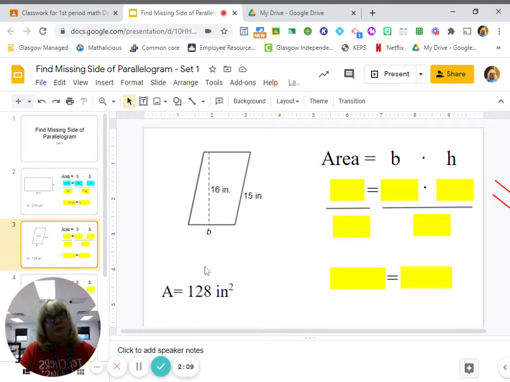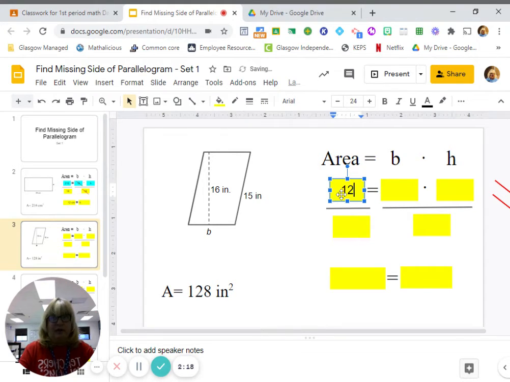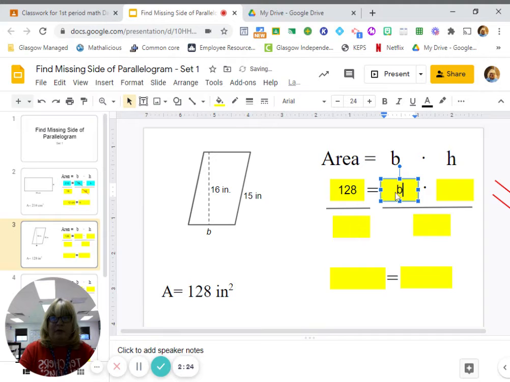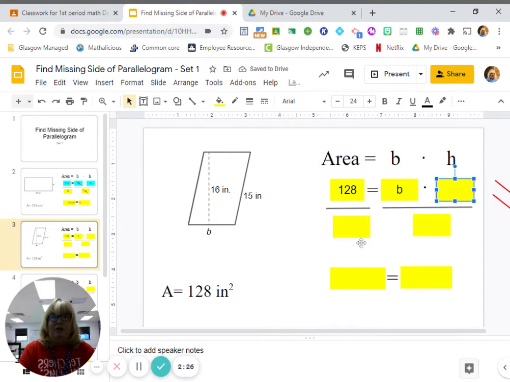All right, Miss Pendleton's trying to be tricky on this one, okay? So watch me. What do I know? Do I know my A, my area? Yes, it's 128. Do I know my B, my base? No, I don't know my B, my base. So I'm just going to bring down a B. Do I know my height?